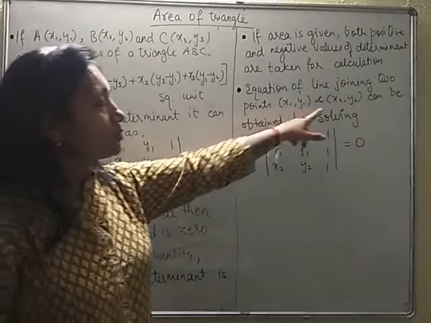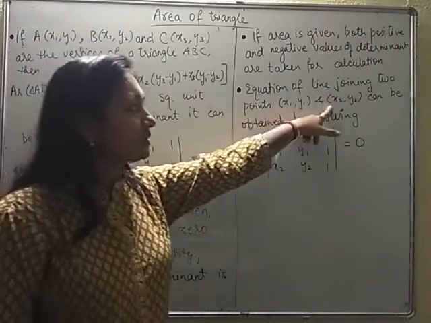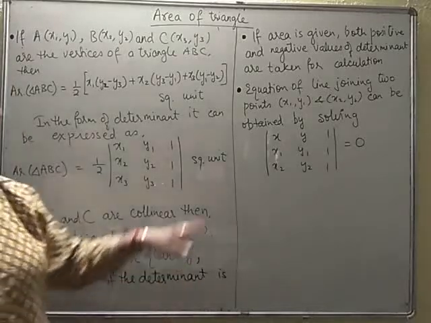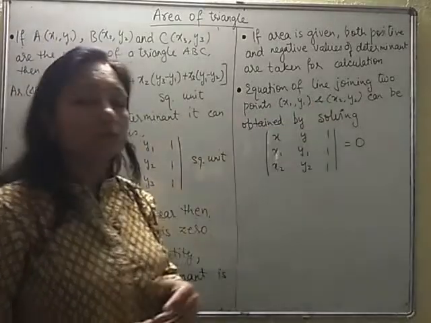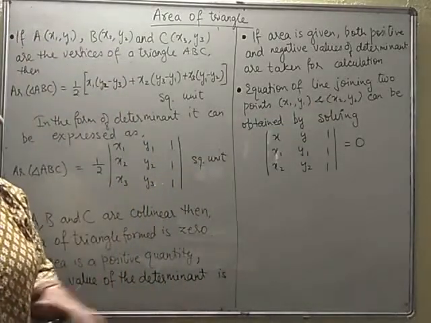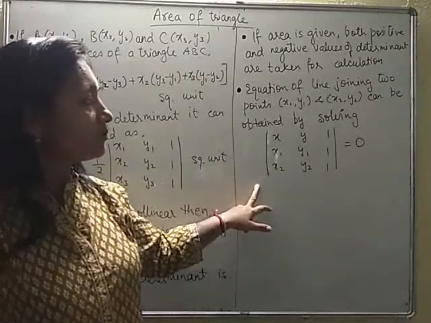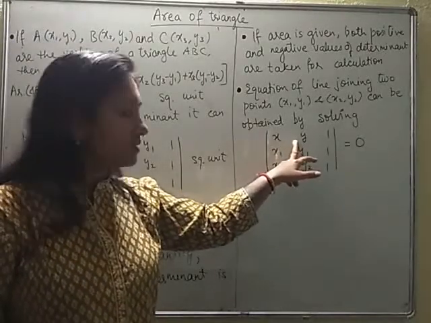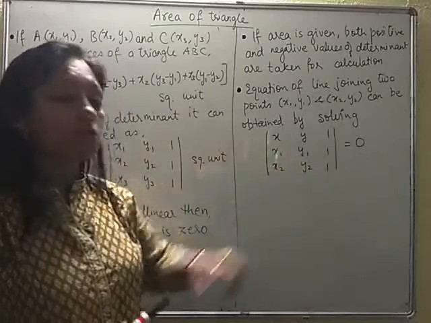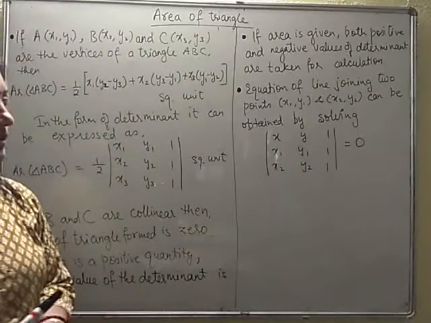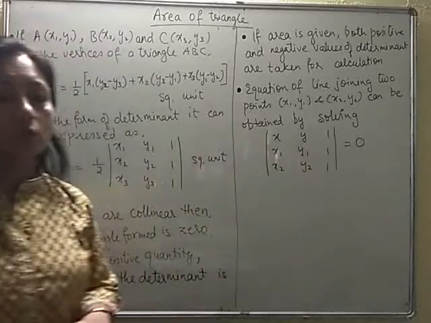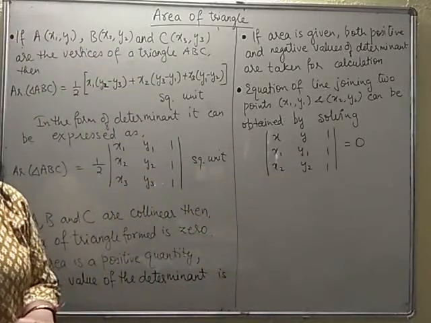Then suppose you know 2 points on a line with these coordinates, as you can see here. Then using determinant, the equation of the line which is passing through these 2 points can also be found. You can write it in the form of a determinant where x and y will denote the coordinates of the general point. x1, y1, x2, y2 are the particular points given to you. So if this equation is solved, the equation of the line passing through the 2 points can be obtained.